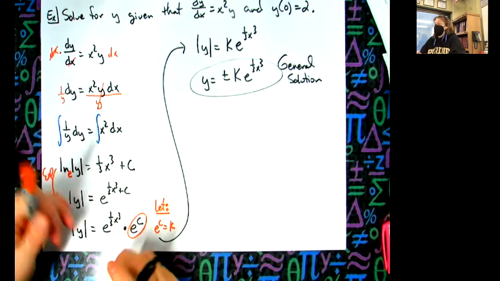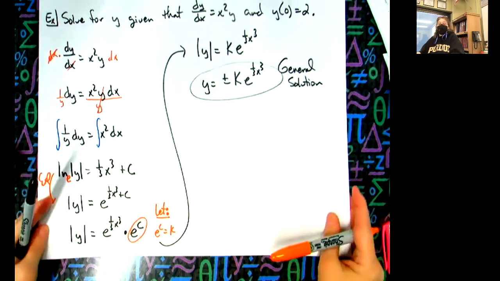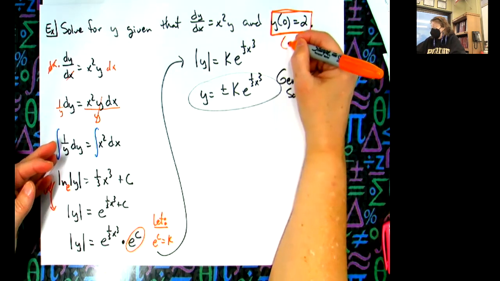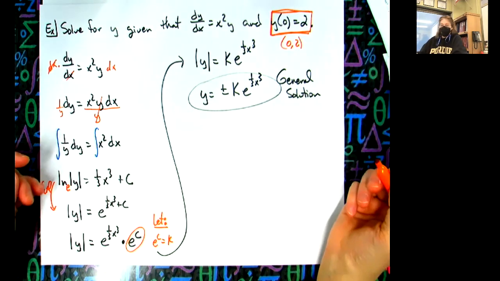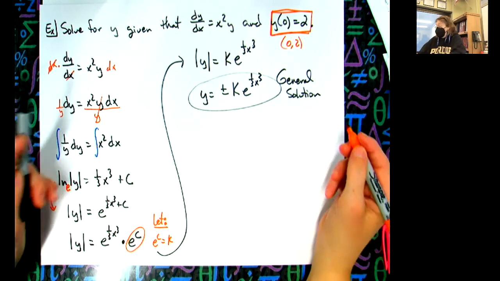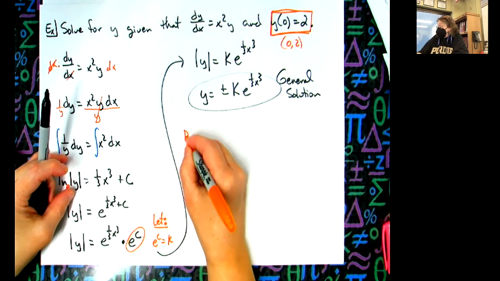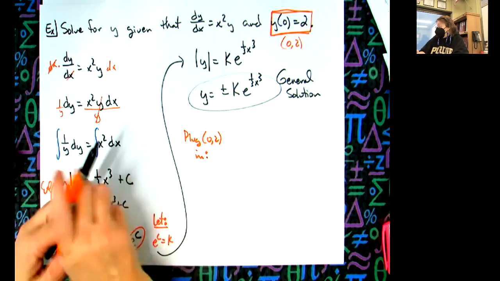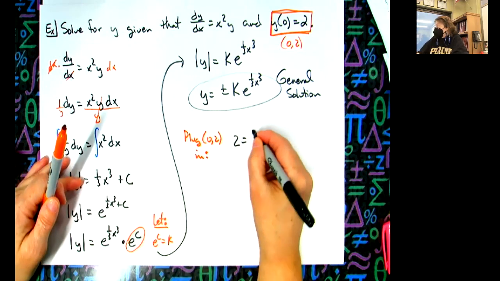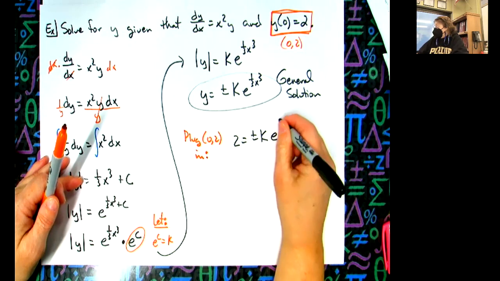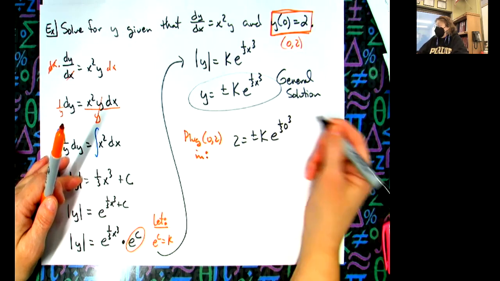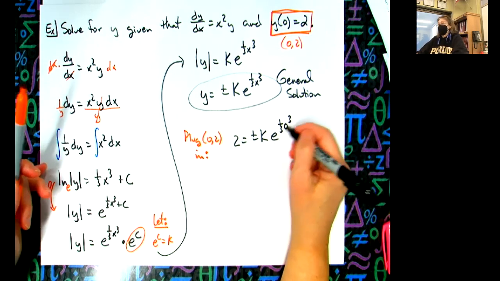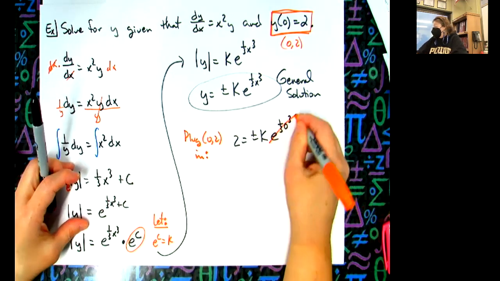Okay, now do I have some given constraints? I do. They told me that y of 0 equals 2. So basically that's telling me x is 0, y is 2. That's giving me the ordered pair (0, 2). All right, so now I'm going to plug (0, 2) in. So I'm going to have 2 is equal to plus or minus k, e raised to the 1/3, 0 to the third, which really doesn't matter, right? 0 to the third, 0 times 1/3 is 0. Anything raised to the 0 power is 1, so that pretty much knocks that out.